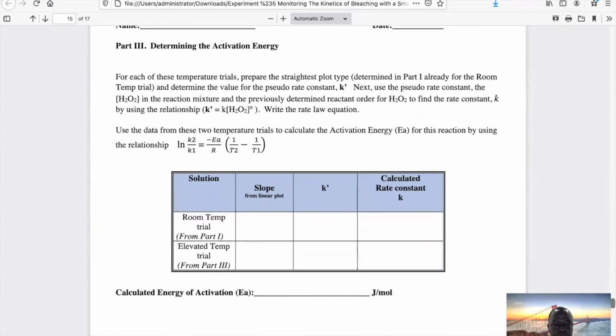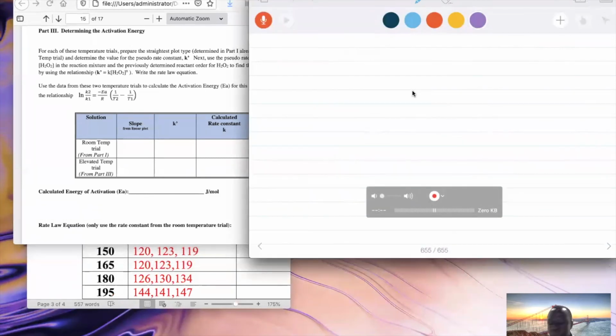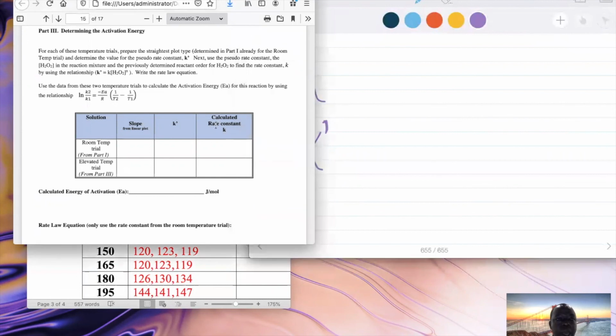So once you have that, part 3 here, this is what I want you to read. For each of the temperature troughs, that is room temperature and elevated temperature, you'll prepare a straight line plot, which you already determined at room temperature. There are two values for K. There is this value K, and then there is the K prime there. Take a note of that. The K and the K prime are not the same.